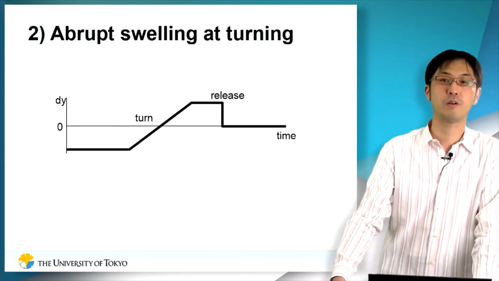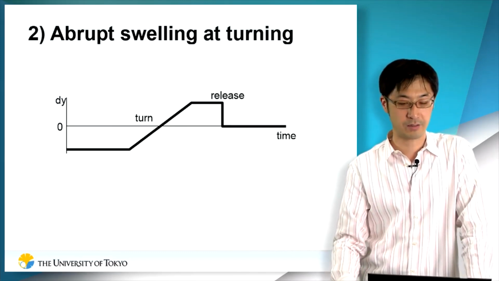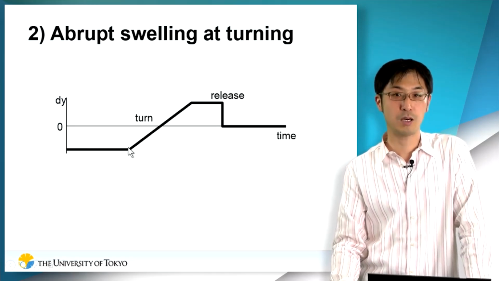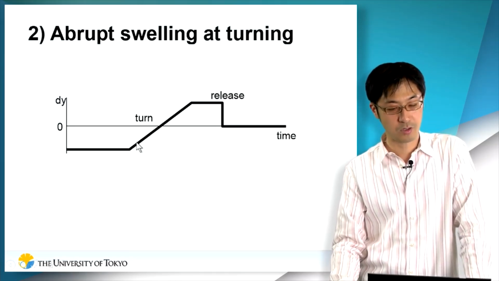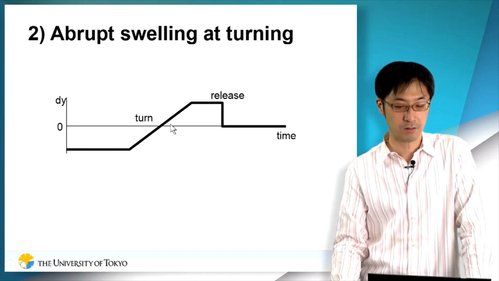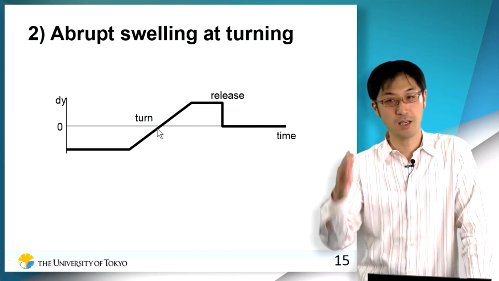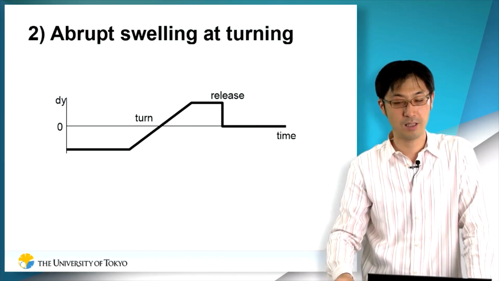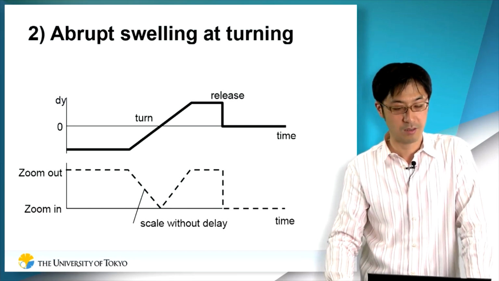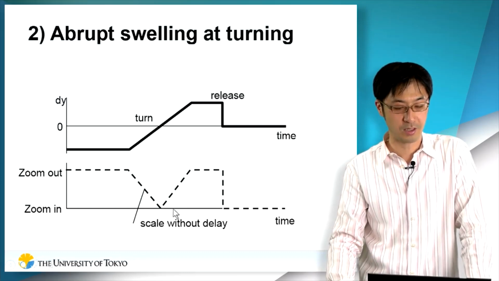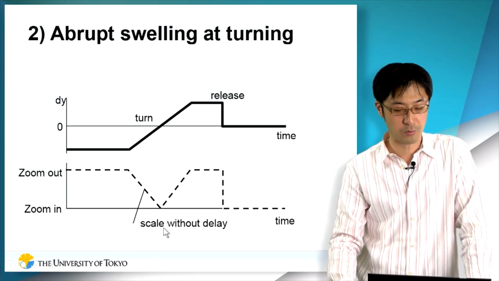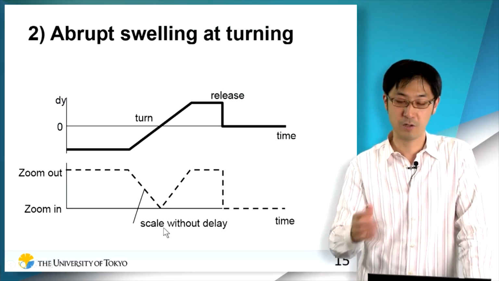And then the second problem is abrupt swelling on turning. Suppose you are moving downwards first, and then you move the mouse upwards, change the direction, and then go up, and then release. And here, as you change the direction, velocity inevitably becomes temporarily 0, which means that scale suddenly becomes very large. This means that as you change direction, the screen abruptly gets larger, which is very, very annoying.